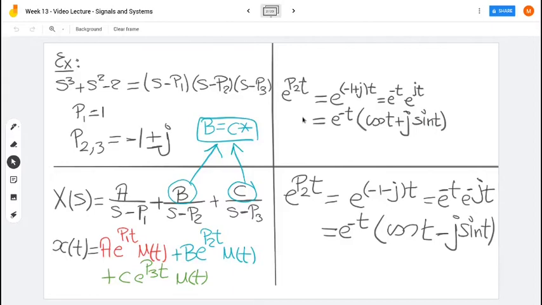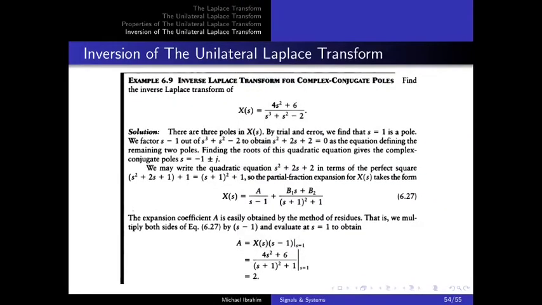Similarly, for the pole P3 over here, which is also a complex pole, the complex conjugate of P2, e to the power P3t is e to the minus 1 minus jt, which will give you e to the minus t times cosine t minus j sine t. So these are the main parts of solving this problem. I will leave it to you, and the final result is over here.